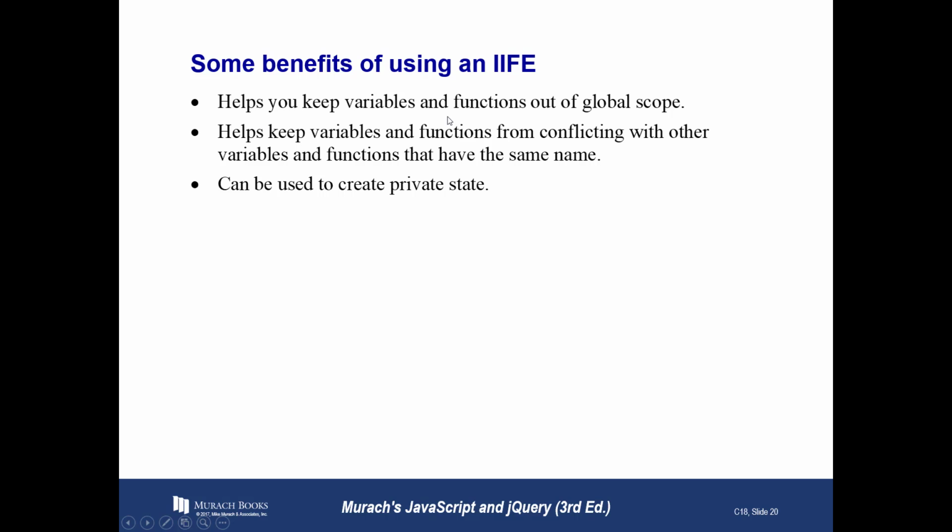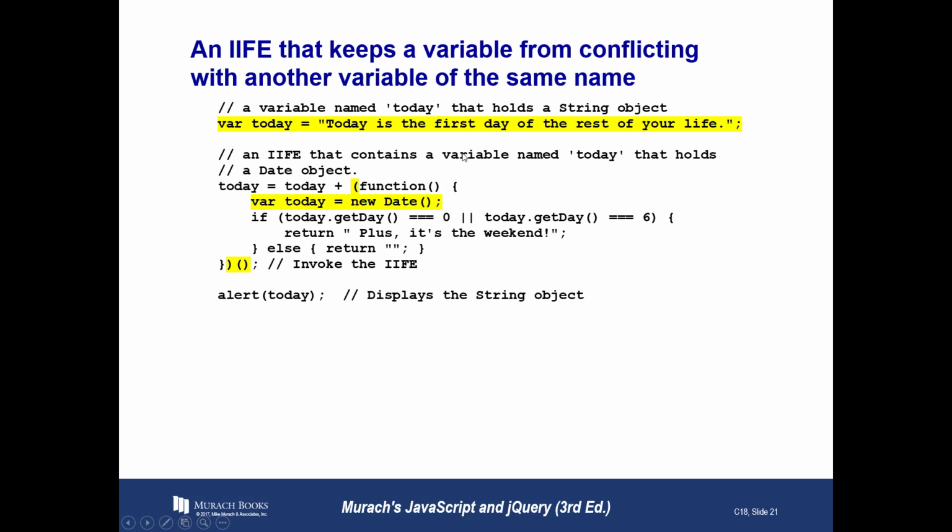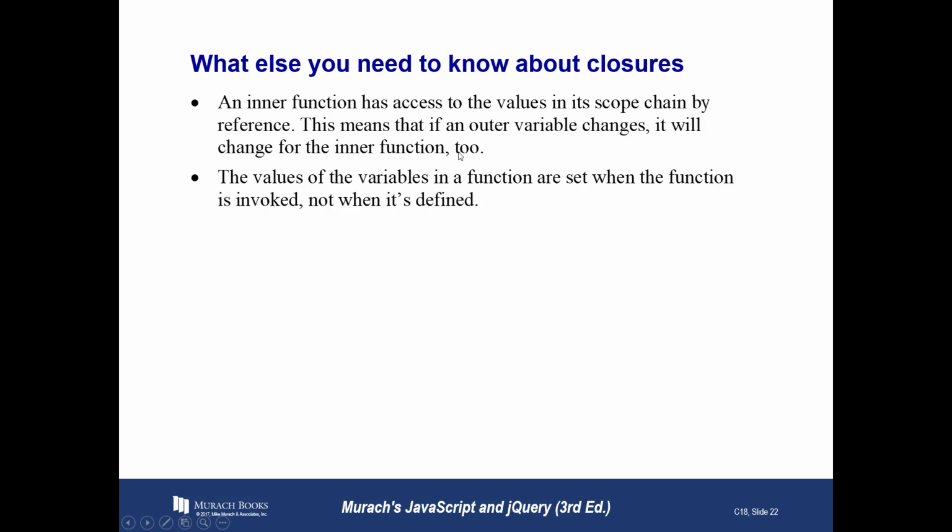Here were the benefits when we talked about IIFEs. Helps you keep your variables and functions out of global scope. Helps keep variables and functions from conflicting with each other. Can be used to create private state. All right. Closures. What else do we need to know about closures?